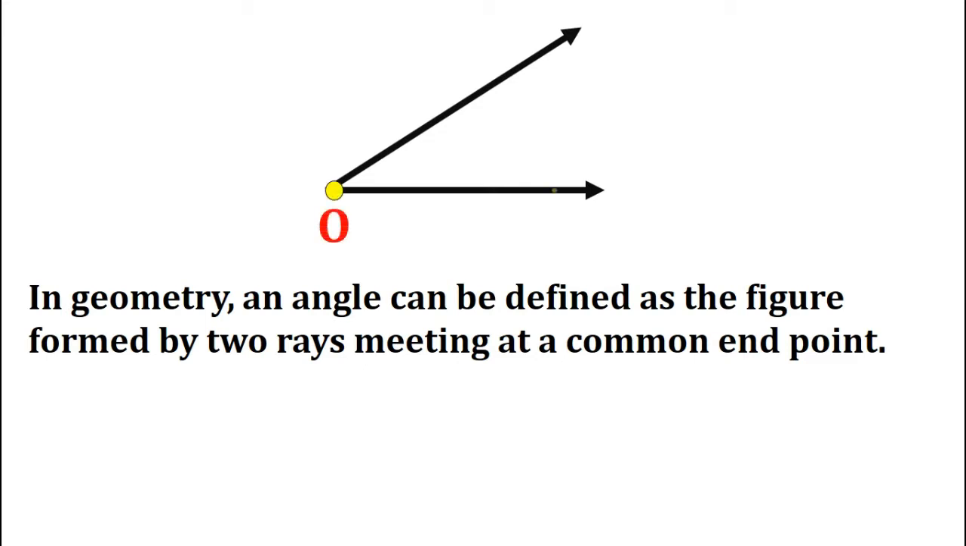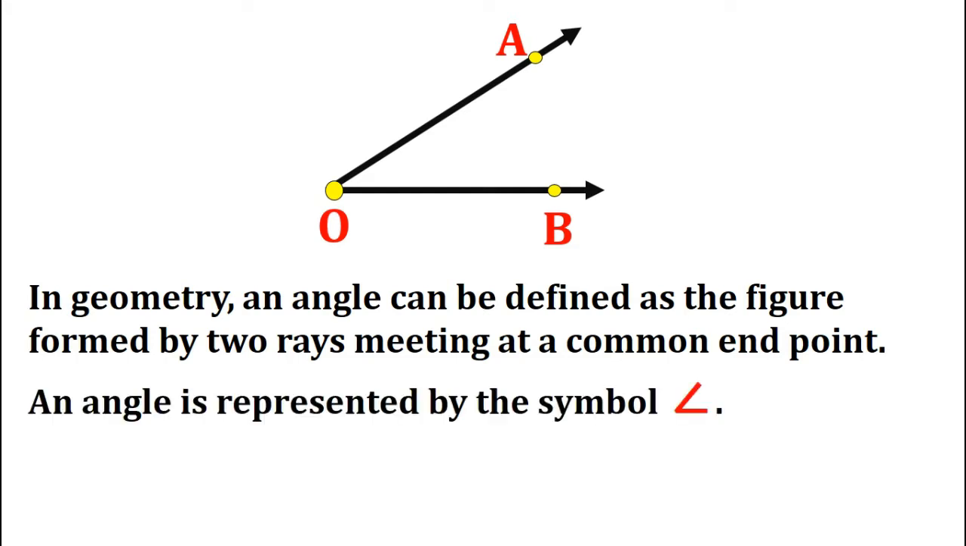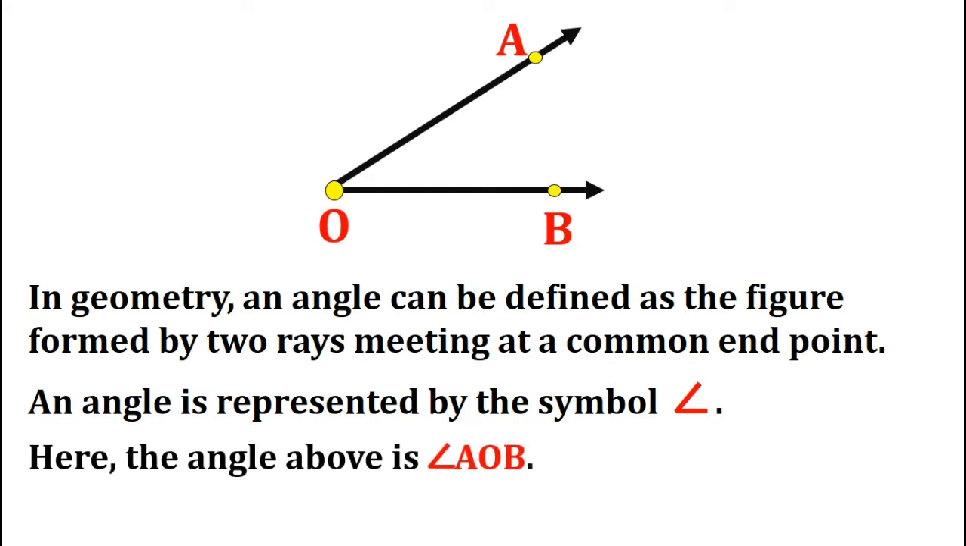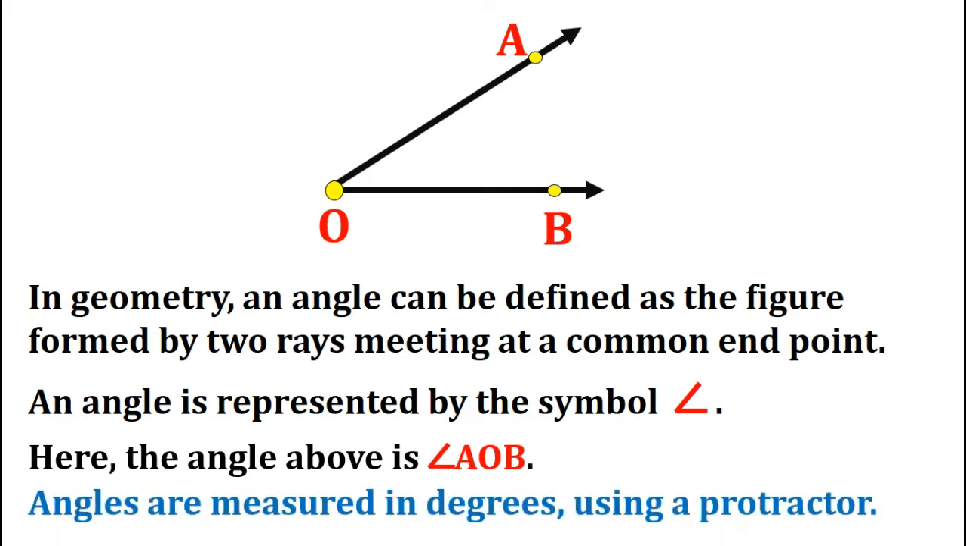Here in the above figure, O is the common endpoint and OA and OB are the two rays. An angle is represented by the symbol as shown beside. The above angle can be named as angle AOB. Angles are measured in degrees using a protractor.